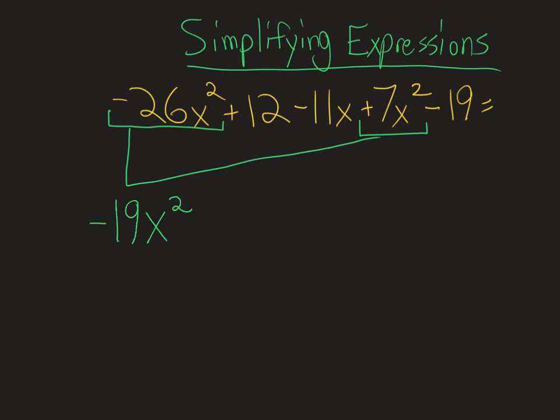Notice here, I'll go to a different color. Negative 11x. There aren't any other x's. So it turns out there isn't anything else like. I'm just copying it down. And notice the negative stays with the 11.